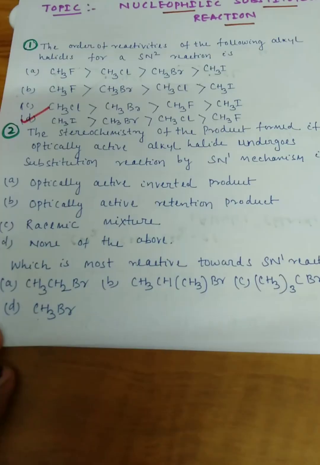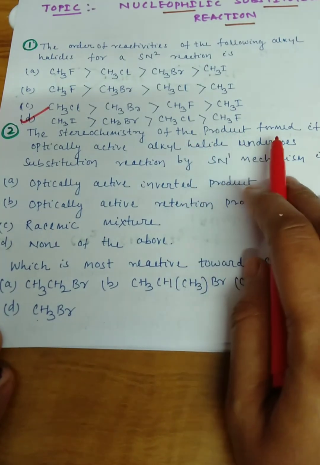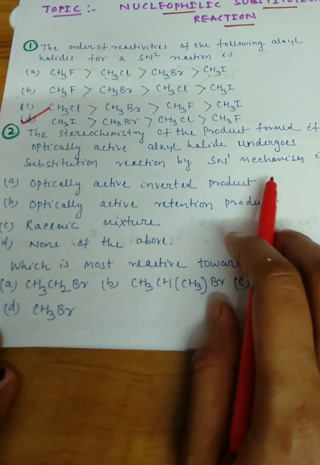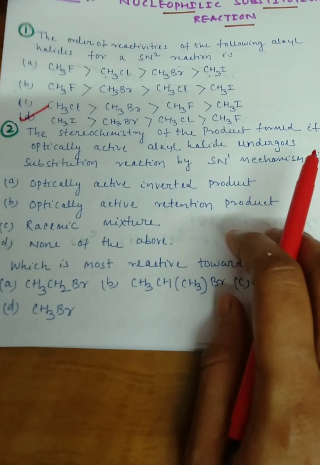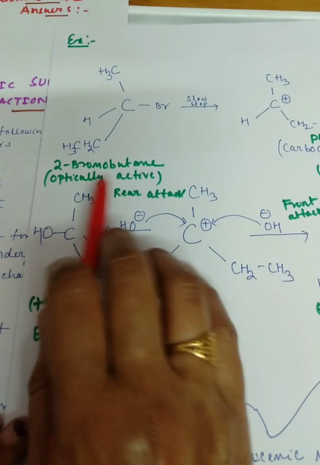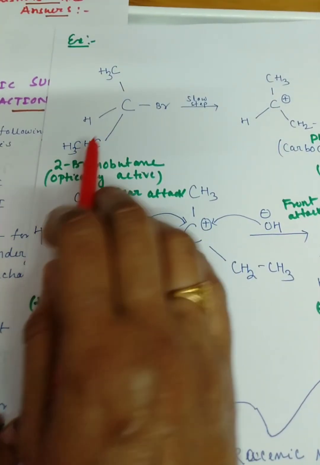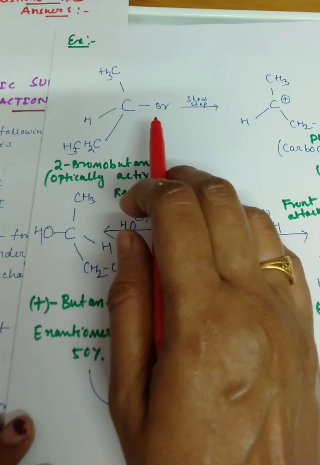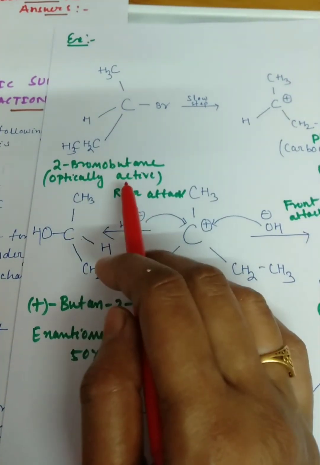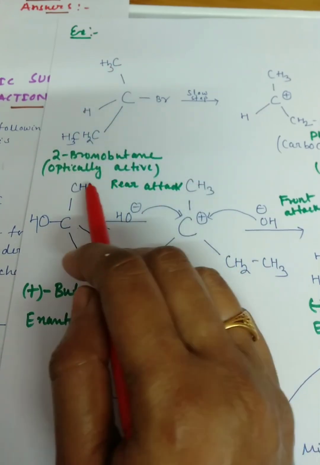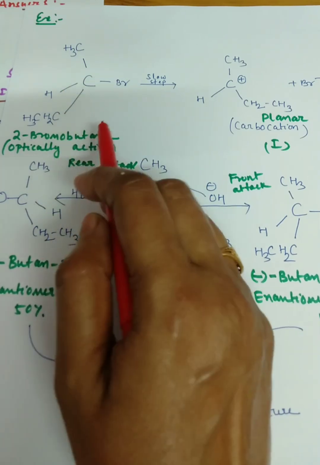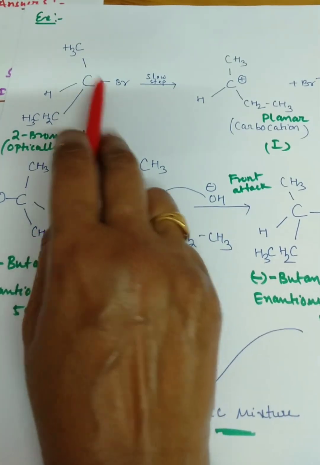D. Now the second question is: the stereochemistry of the product formed if an optically active alkyl halide undergoes substitution reaction by the SN1 mechanism. Suppose we take one optically active halide, for example 2-bromobutane, with an ethyl group, a methyl group and a bromo group. Proceeding from this side, 1, 2, 3, 4, in position 2 there is a bromine, and because all four groups are different, it is an optically active alkyl halide. It is a secondary alkyl halide.